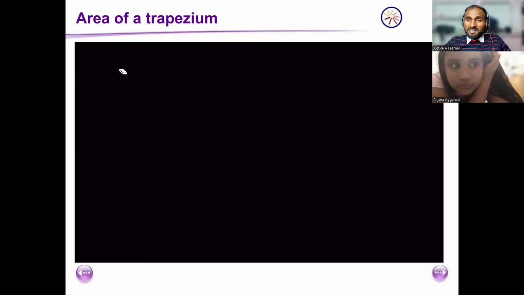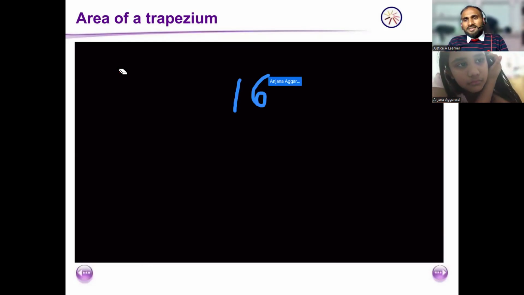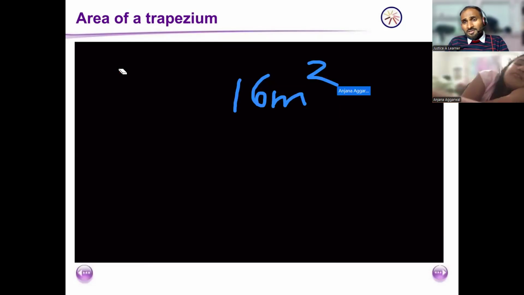Base into height. Half, half into base into height. Perimeter or area? Area. Okay, so now do it mentally. Half base into height. So the question is, once again, base is 8. Yes, 16.